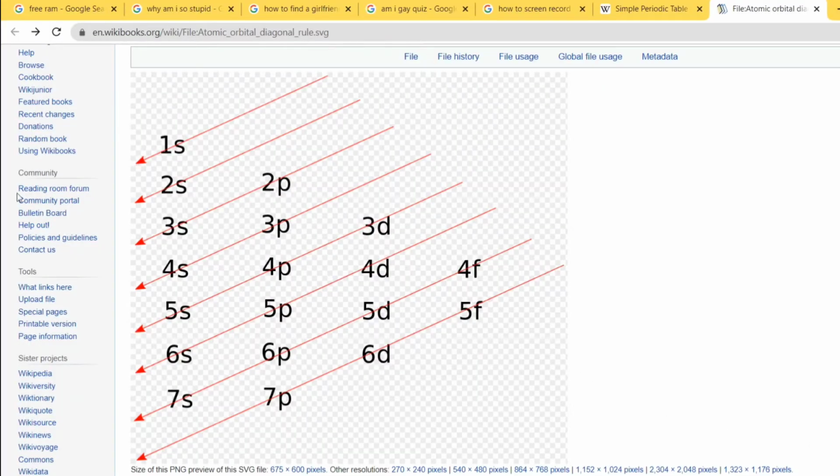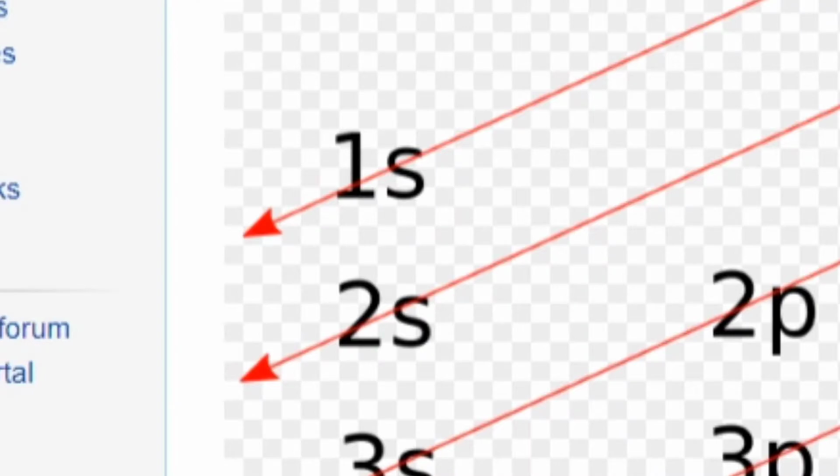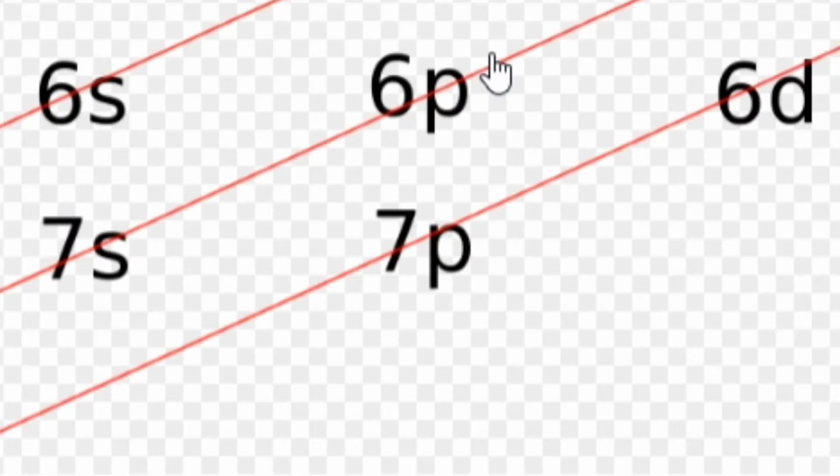This is what I call the diagonal rule. Basically, you start from 1S to 2S to 2P to 3S to 3P to 4S to 3D. Now, you might be thinking, okay, so what does this mean? Well, 1S is the weakest, I guess. It has the least amount of energy, while 7P has the most amount of energy.